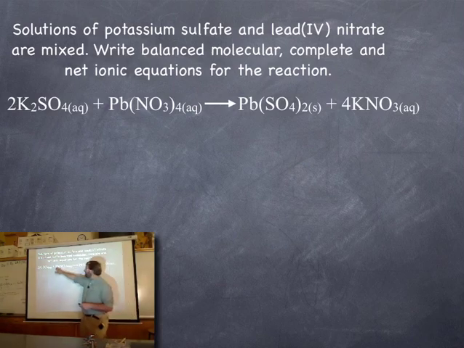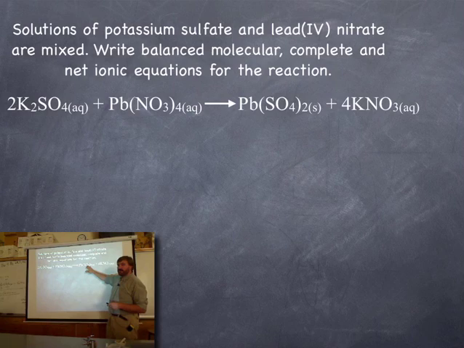Lead, the positive from the lead nitrate, could potentially react with the -2 sulfate. +4, -2, that means I need 2 sulfates to make this balance work. And then I go through my simple solubility rules that say, hey, sulfate compounds are generally soluble except with lead. So this gets the solid. Rule number 1, nitrates are always soluble. Rule number 2, alkali metals are always soluble. So potassium nitrate is soluble, aqueous, AQ. That means it's soluble, dissolved in water.